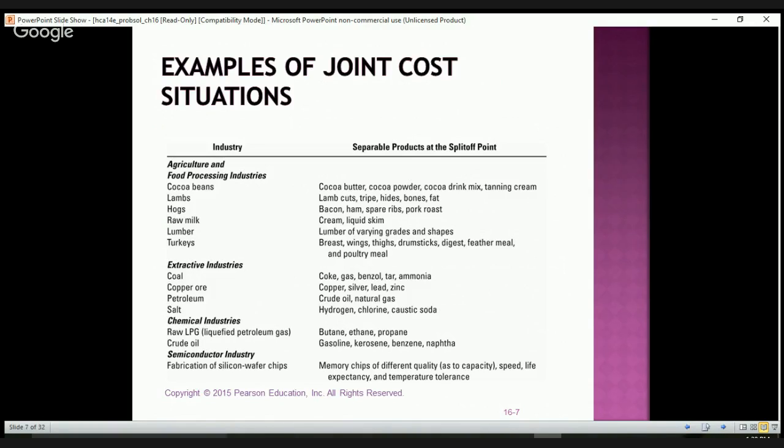So it talks about the different industries and the separable products at the split-off point. An example with cocoa beans: separable products would be cocoa butter, cocoa powder, cocoa drink mix, and tanning cream. For coal, we have coke, gas, benzol, tar, and ammonia. We have crude oil, which can be made into gasoline, kerosene, benzene, and naphtha. And then the fabrication of silicon wafer chips, memory chips of different quality, such as capacity, speed, life expectancy, and temperature tolerance. So I would definitely review all these to get an idea of what they're talking about. We have the raw material basically, and then how we can make that into different products.